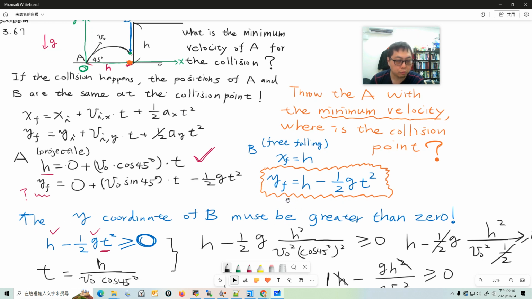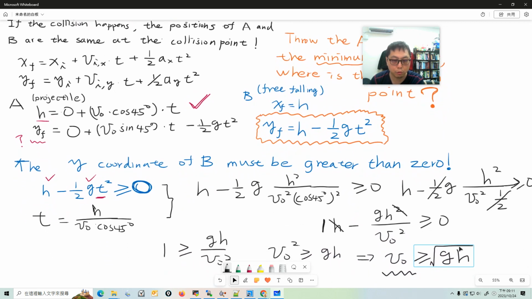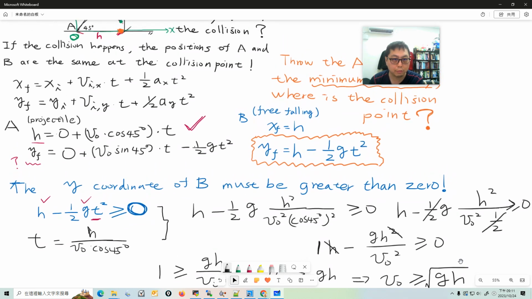This collision point gives you this blue description. Then you just follow the equations of motion. The equation of motion of B in the y component is h minus 1 over 2 times g t squared, so this term must be greater than 0. And where should we find the flying time? Because A and B start from the same point at the same time, the time for both motions is the same. So we find t from the projectile motion of A, lump them together, and do some algebra. You will find your minimum speed is the square root of g times h.